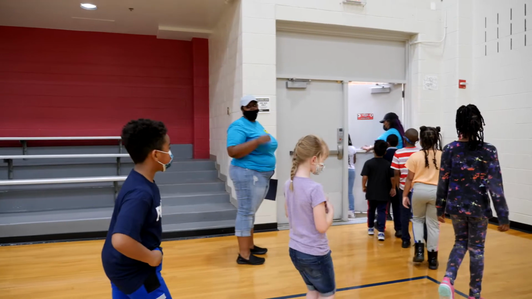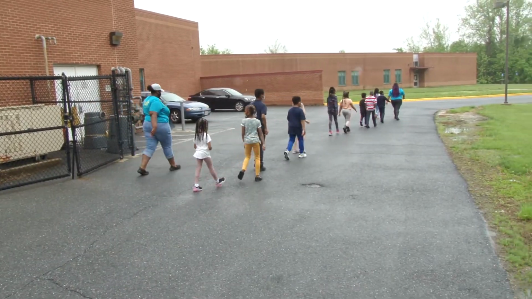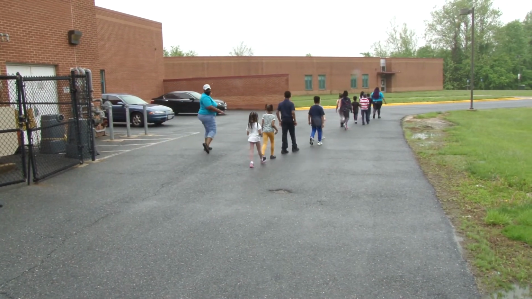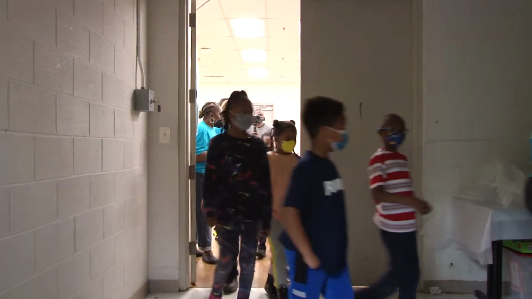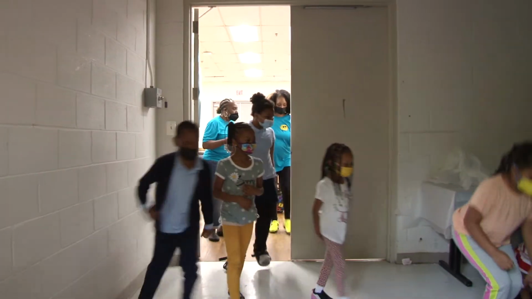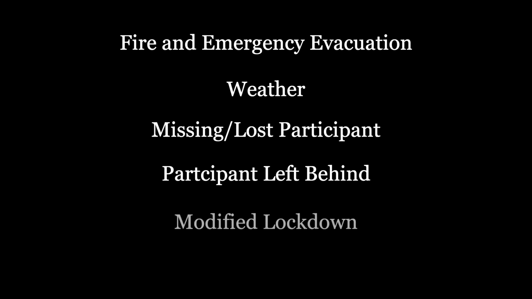For example, the campers should line up behind which staff to follow them out of the building, while the other staff will be completing their responsibilities. The department requires that both staff and participants are actively engaged in practicing six drills: fire and emergency evacuation, weather, missing lost participant, participant left behind, modified lockdown, and lockdown. Each of the drills is practiced on a regular basis and logged each time on the practice drill tracking sheet.